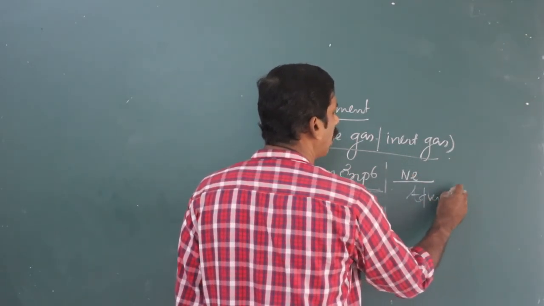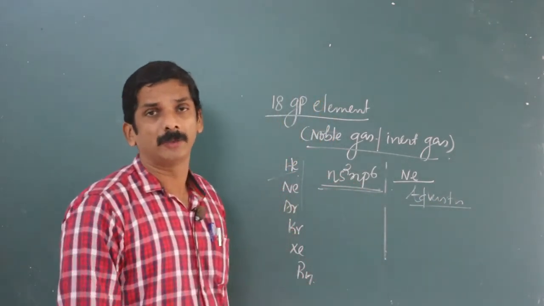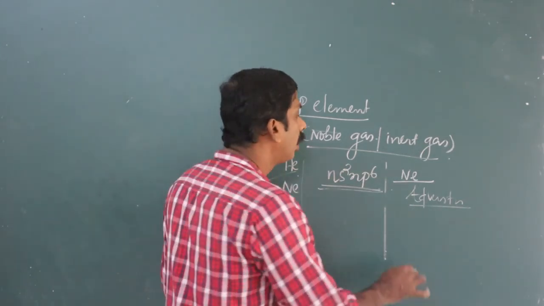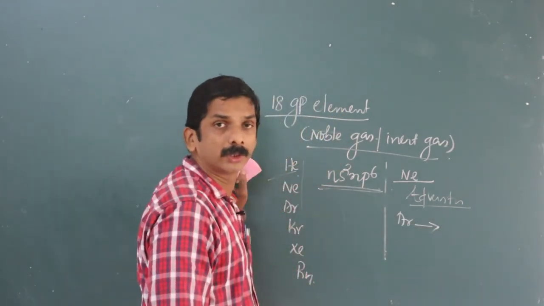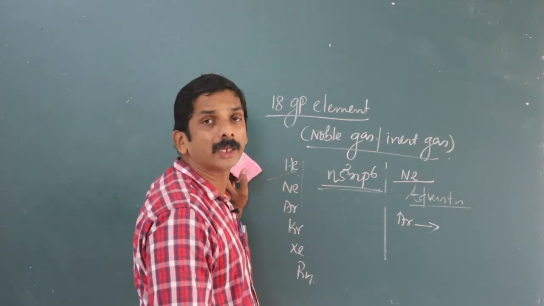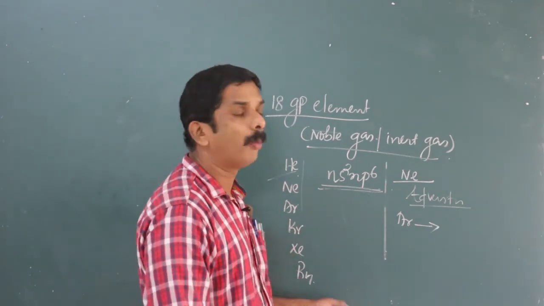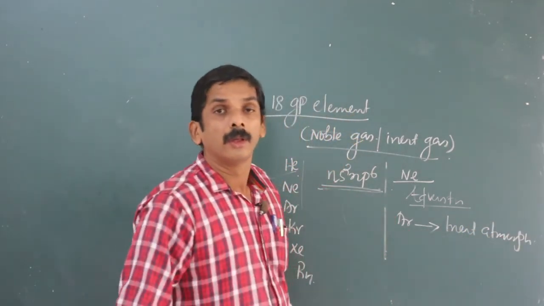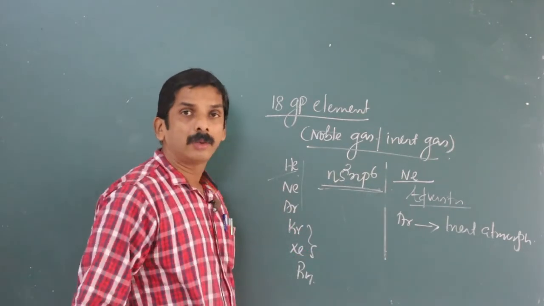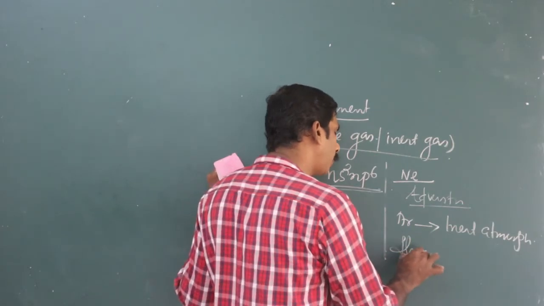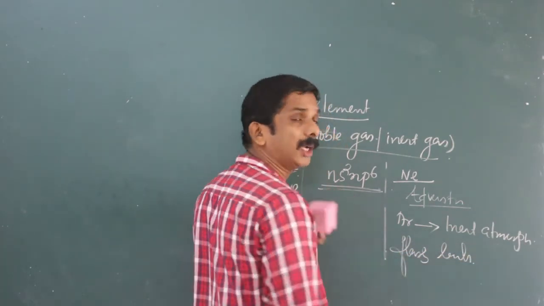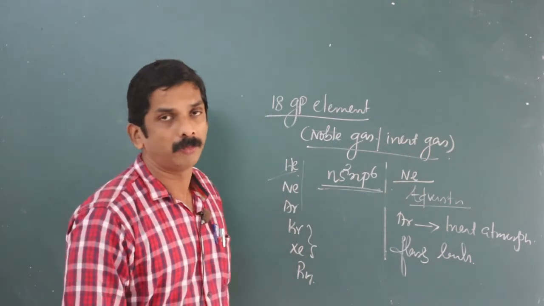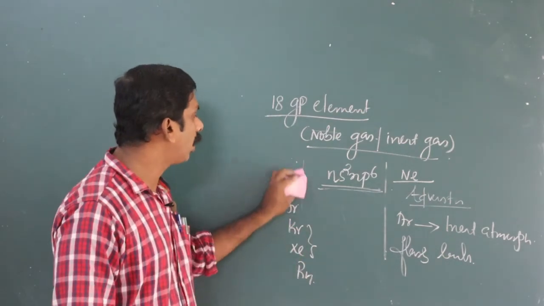Next, neon. Neon is used for advertising purposes, for filling bulbs. Then argon. Argon is used to produce an inert atmosphere in the extraction of metals, or in metallurgical operations. Then krypton and xenon are used in the flash bulb of high speed photography. And finally radon, being radioactive, finds application in medicinal purposes. This is about the uses of the noble gases.